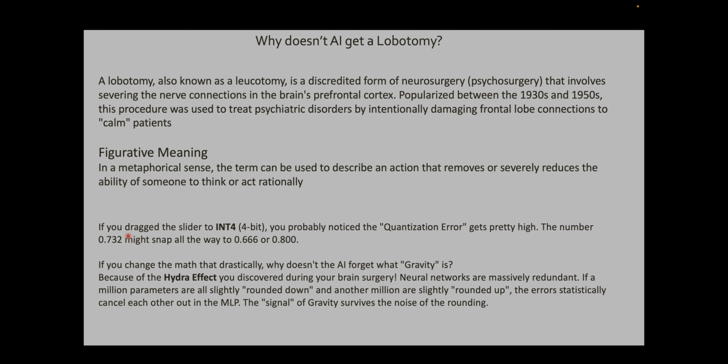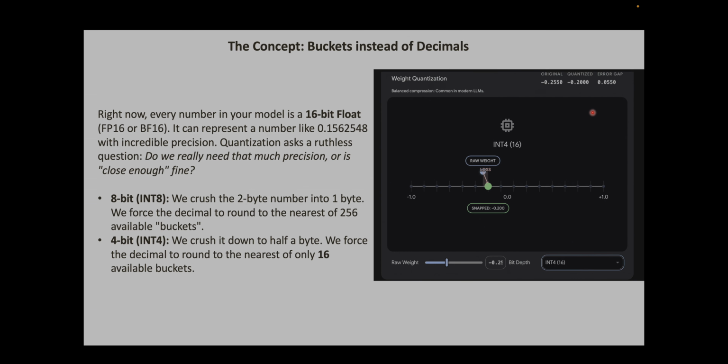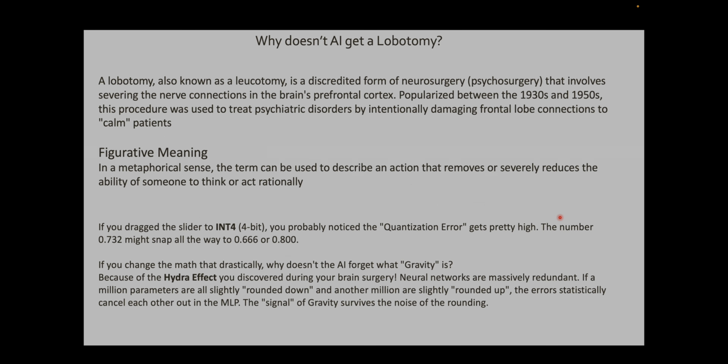And then if you drag the slider to int4, you probably notice the quantization error gets pretty high. So this particular quantization error gap will increase as soon as you decrease to int4, or even int8, right? The number 0.732 might snap all the way to 0.66 or 0.8. So it's a totally different number, a 0.1 difference that way.